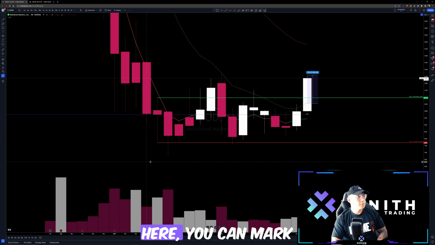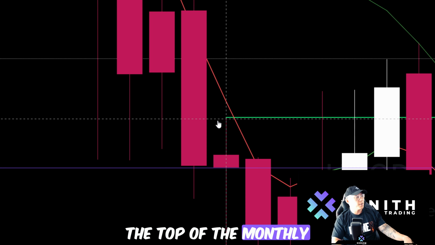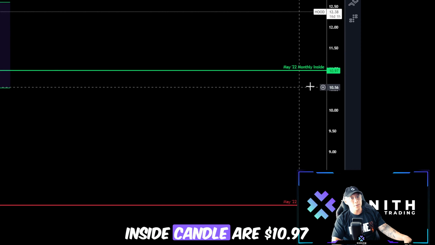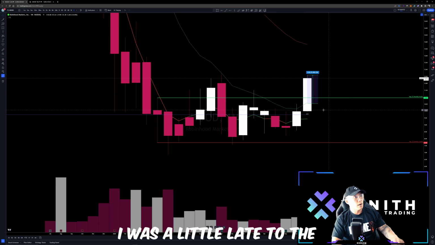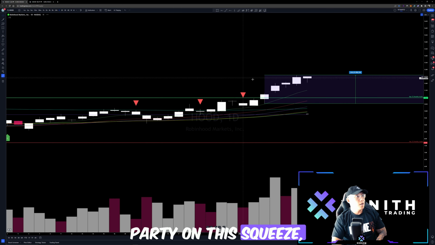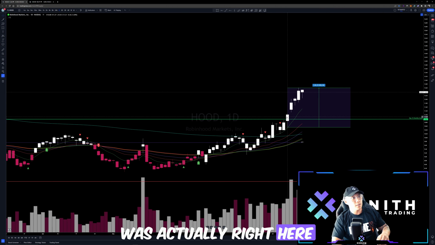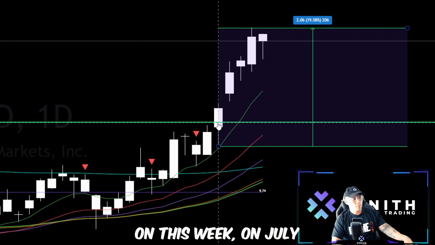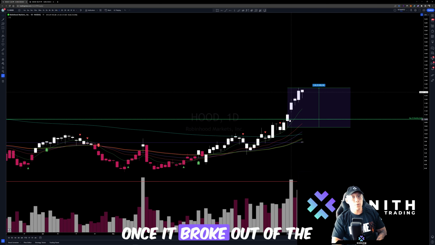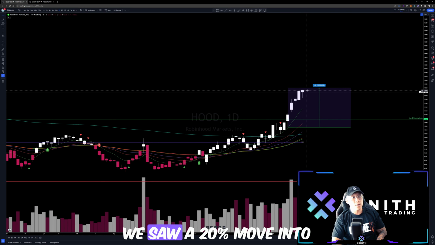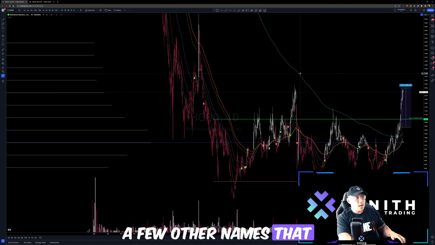Now, if you watch Hood here, you can mark these levels as well. Now you'll find that the top of the monthly inside candle and the bottom of the monthly inside candle are 1097 and 771 respectively. I was a little late to the party on this squeeze, but the timing of when I added it to the watch list was actually right here on this week, on July 10th. And even then, once it broke out of the monthly inside range, we saw a 20% move into the end of the week.